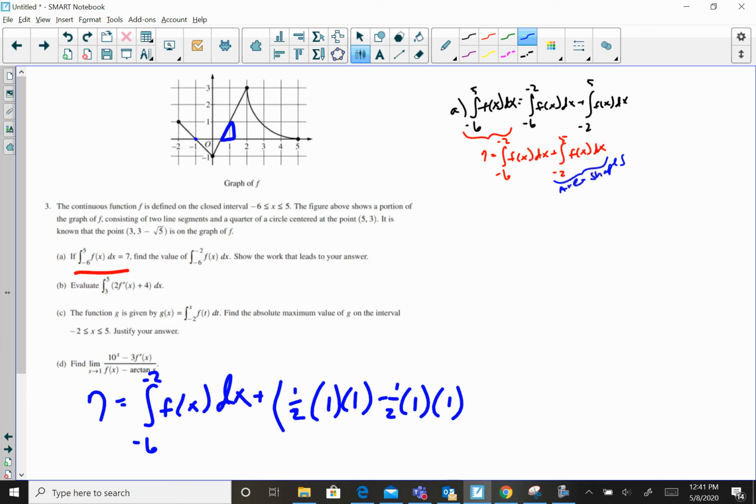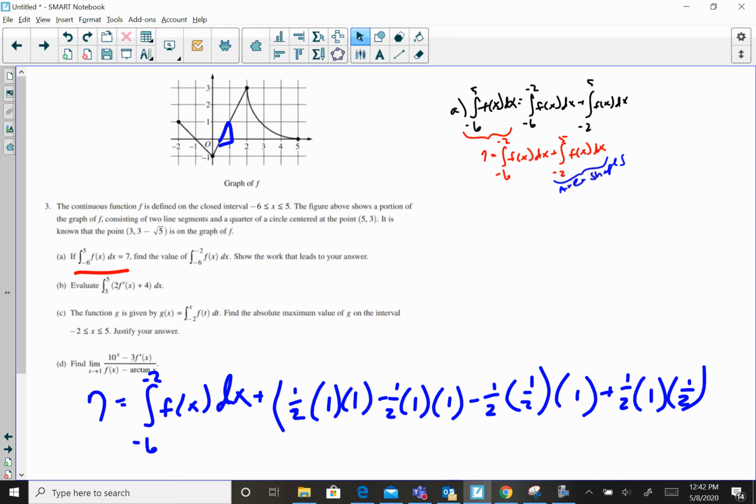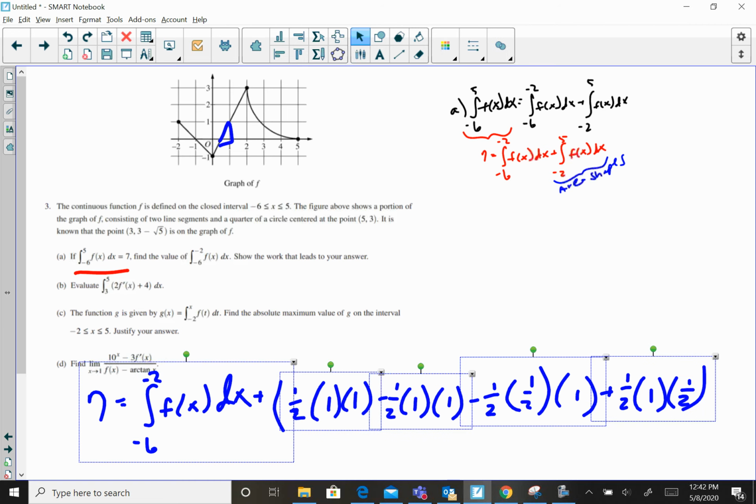Then I've got the next one. This portion, oh, no, I skipped one. Then I've got this portion, also a minus 1/2. Base here is only 1/2, height is still 1. And then my next shape, this triangle, so positive 1/2, base of 1/2, height of 1. I wrote those backwards. Okay, already running out of room. That was stupid of me.